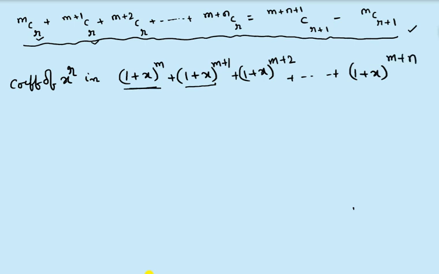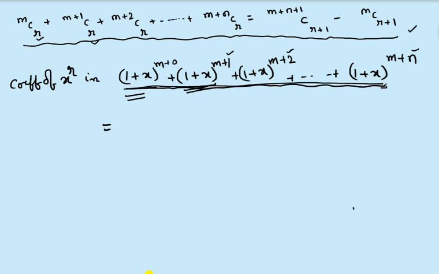Can anyone say the total? This is in geometric progression. Agree or not? Yes, this is in geometric progression of how many terms? n plus 1 terms, because 1, 2, 3 and so on up to n, but here we are starting from 0. That's why in total these are n plus 1 terms of a GP, with the first term equal to (1 plus x)^m and the common ratio 1 plus x.